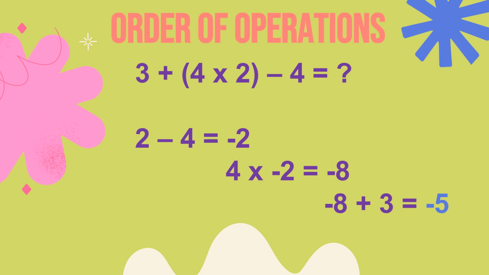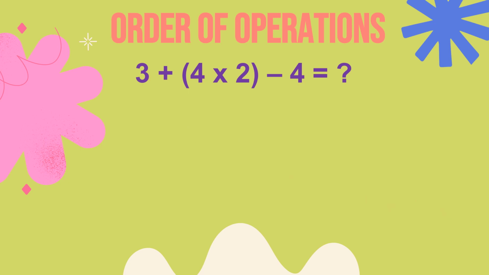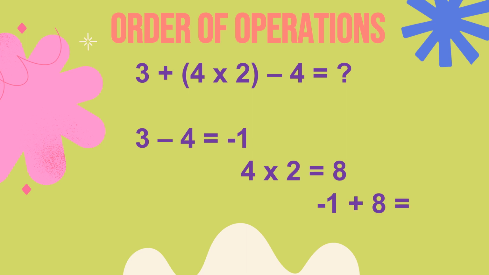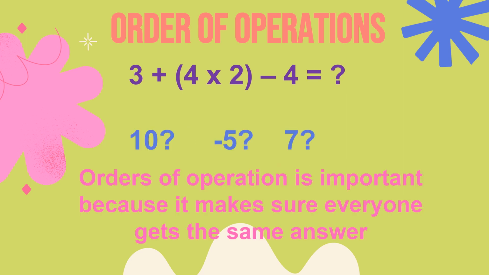Let's go one more time just to be safe. Let's try this again. And this time, let's start with the easier stuff. Let's do the subtraction and addition first. So 3 minus 4 is negative 1. Then maybe we'll do the stuff inside the parentheses. The multiplication seems like it goes together. So let's do 4 times 2 is 8, and then finally let's add those two things together and we get 7. So this is really weird, right? This is not ideal. We just did the same equation and we got three different answers.